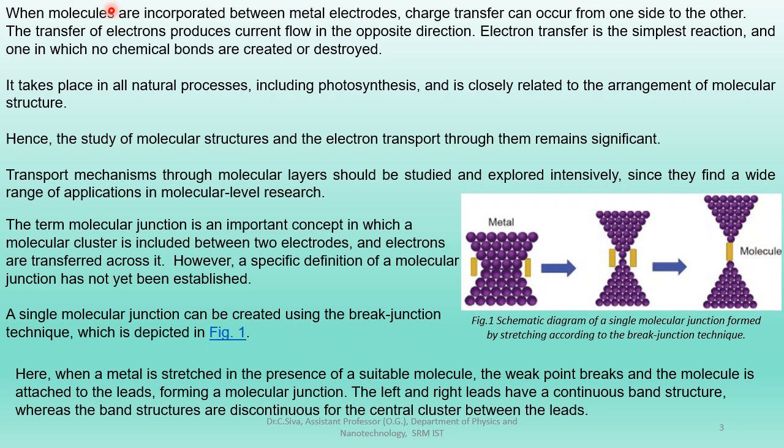In this, a metal wire is stretched until it breaks at a weak point, while the molecules attach between the separated ends. The electrodes have continuous energy bands, but the molecule in the middle has discrete energy bands. This structure makes electron transport different from bulk materials.